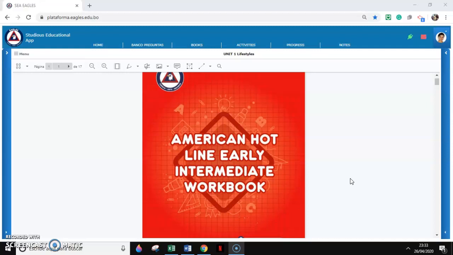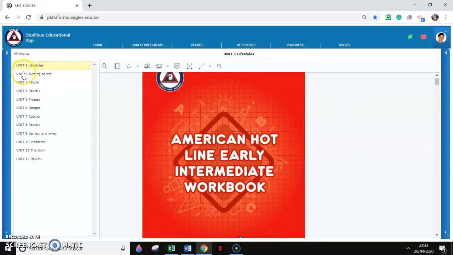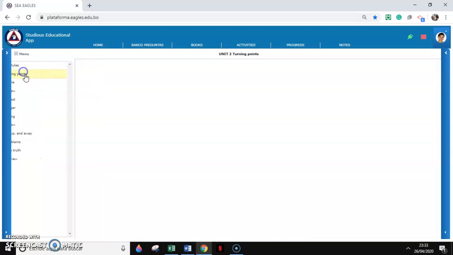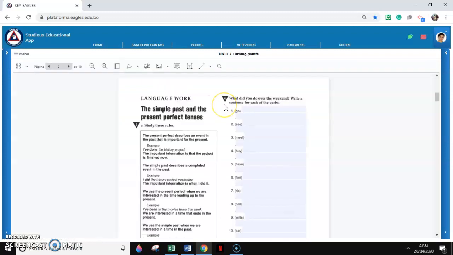Today we'll be working on the American Outline Early Intermediate Workbook. So we are going to go to Unit 2, Turning Points. And we'll be working on page 2, the simple past and the present perfect tense. So we're going to study these rules.